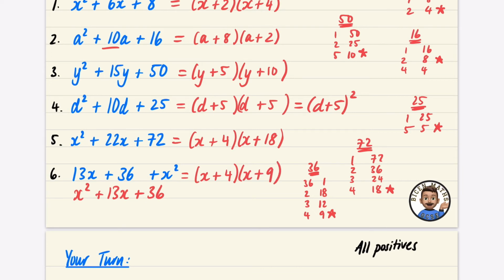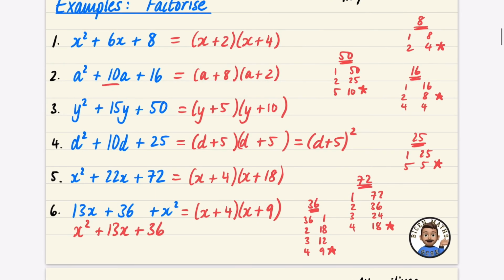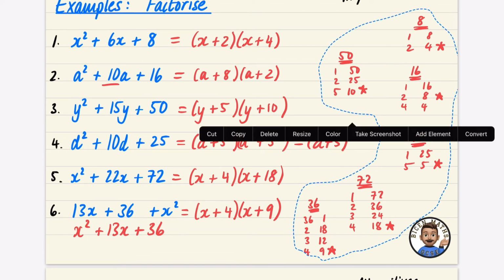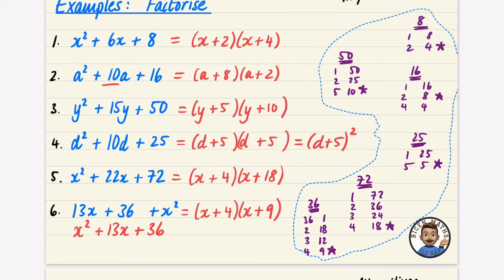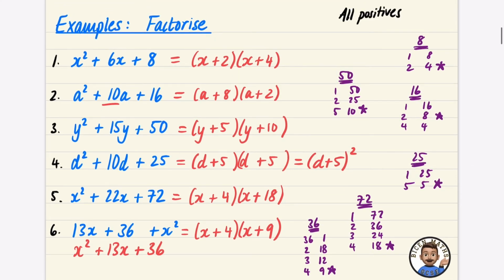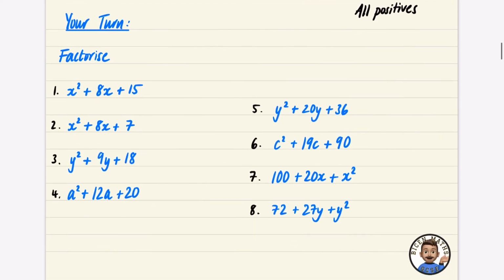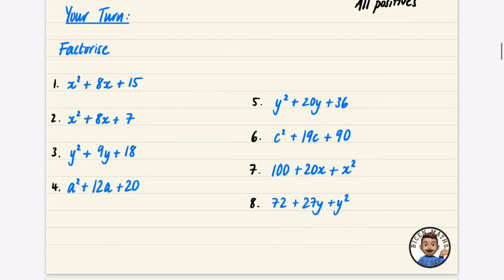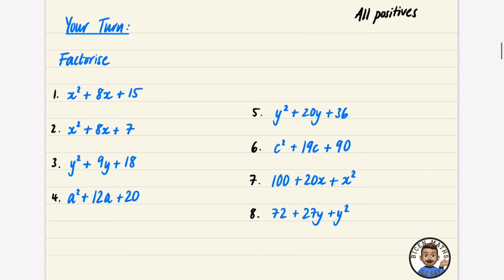Okay, let me just quickly change the colour of all of this working out so it looks slightly less confusing. Let's colour that and just do it in like a purple colour. So you've got some questions that you're going to have a go at on this page here. Remember, if they're like this, you want to write them in a slightly different order. So I want you to try factorising these ones. They're all going to be positives in your brackets.